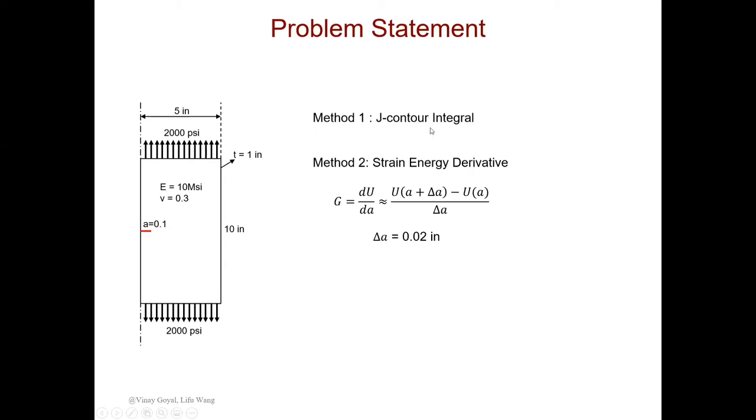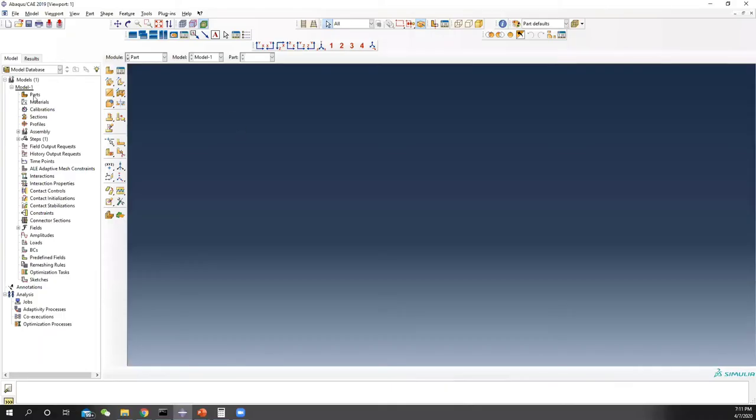And we're going to use two methods to obtain the energy release rate. First, by the J contour integral. The second method is by the strain energy derivative. So we roughly estimate the derivative by adding a small change of the crack and then compute the change of the total strain energy. And let's see how we apply the Abaqus analysis.